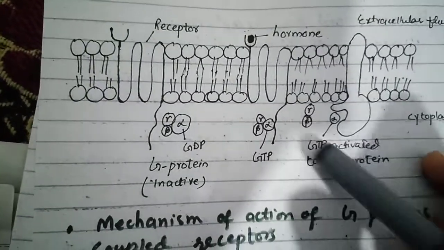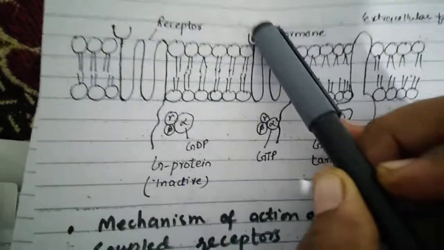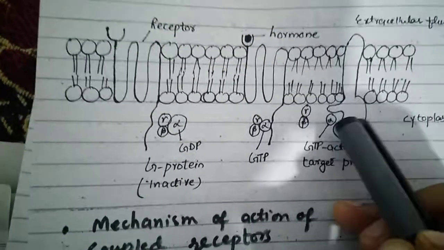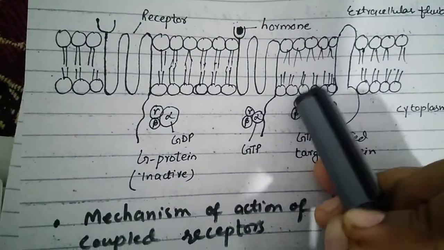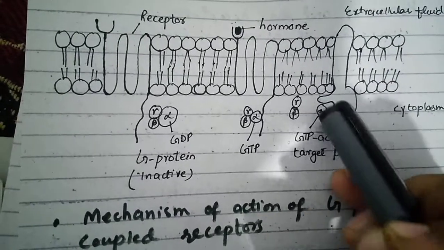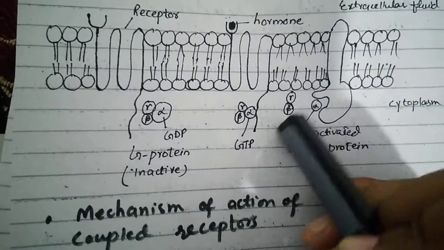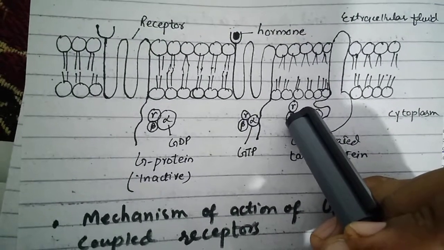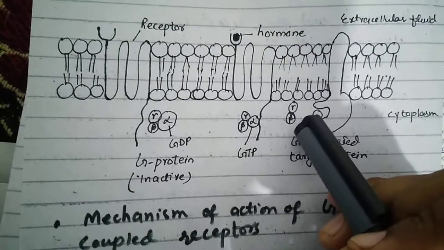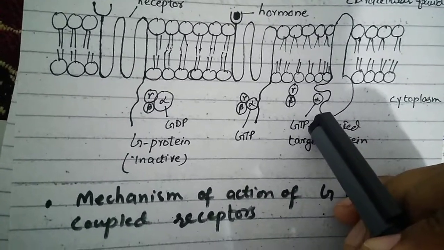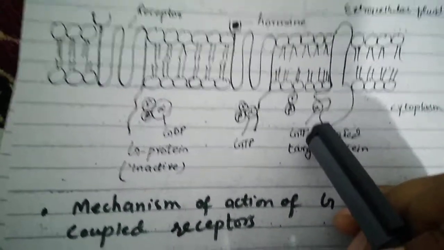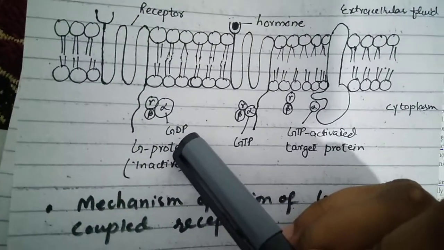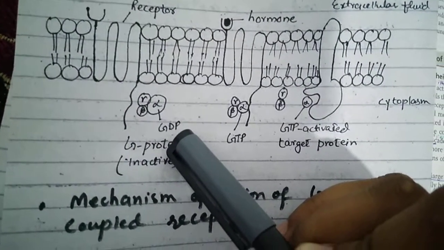This signaling event is terminated when the hormone gets detached from the receptor. Then again this alpha subunit attaches with the gamma and beta subunits, and this GTP is converted into GDP, and in this way this cascade of reactions is deactivated or terminated. However, G proteins are of stimulatory as well as inhibitory types.